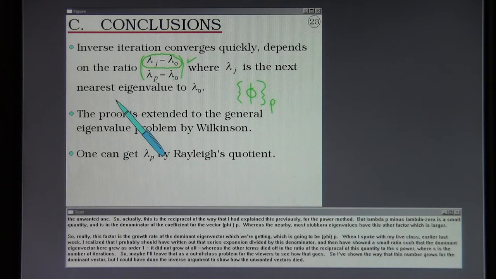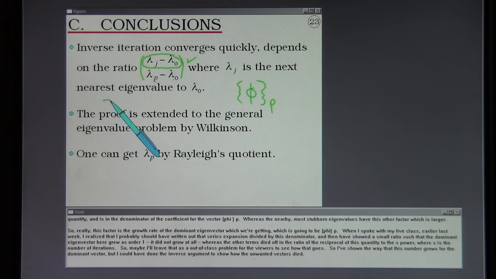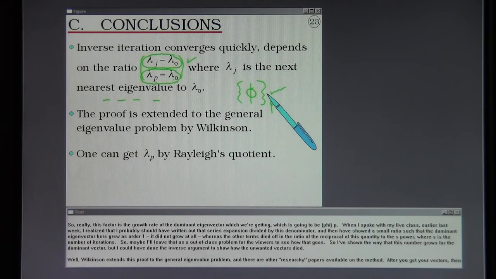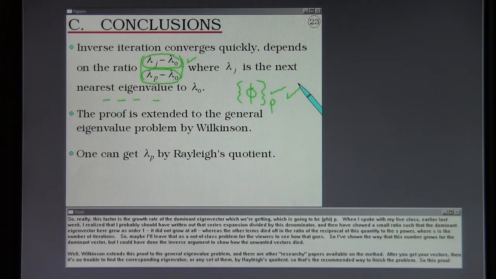When I spoke with my live class earlier last week, I realized I probably should have written out that series expansion divided by this denominator and then showed a small ratio such that the dominant eigenvector here grew as order 1. It did not grow at all, whereas the other terms died off in the ratio of the reciprocal of this quantity to the s power, where s is the number of iterations. So maybe I'll leave that as an out-of-class problem for the viewers to see how that goes. So I've shown the way that this number grows for the dominant vector, but I could have done the inverse argument to show how the unwanted vectors died.